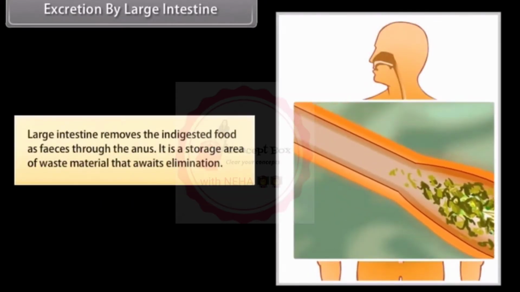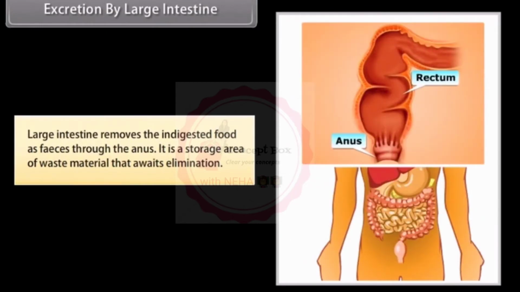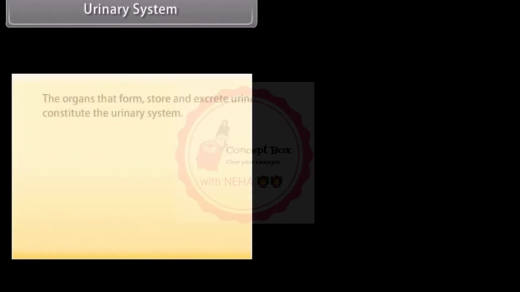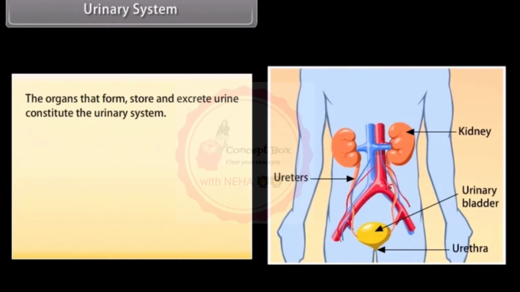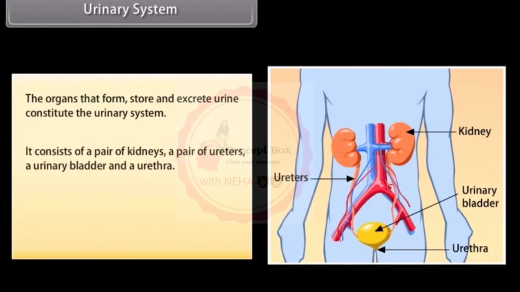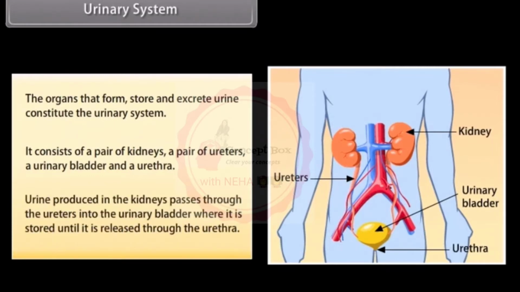Excretion by large intestine. Large intestine removes the undigested food as feces through the anus. It is a storage area of waste material that awaits elimination. Urinary system. The organs that form, store, and excrete urine constitute the urinary system. It consists of a pair of kidneys, a pair of ureters, a urinary bladder, and a urethra. Urine produced in the kidneys passes through the ureters into the urinary bladder, where it is stored until it is released through the urethra.